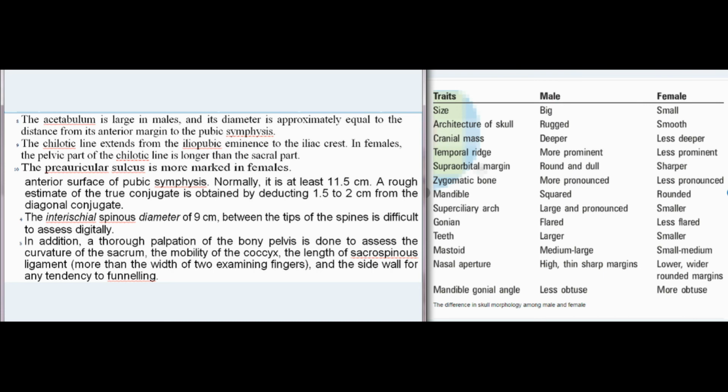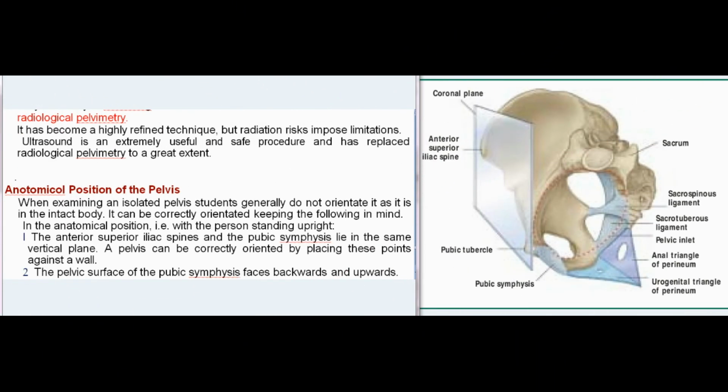5. In addition, a thorough palpation of the bony pelvis is done to assess the curvature of the sacrum, the mobility of the coccyx, the length of sacrospinous ligament, more than the width of 2 examining fingers, and the side wall for any tendency to funneling. Radiological pelvimetry. It has become a highly refined technique, but radiation risks impose limitations. Ultrasound is an extremely useful and safe procedure and has replaced radiological pelvimetry to a great extent.